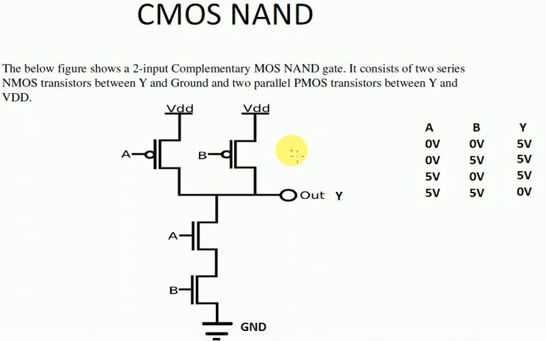Last combination, 5 volt 5 volt. As we know, for 5 volt the PMOS is in off state, whereas the NMOS is in on state. So there is direct connectivity between ground and output Y, and there is disconnectivity between VDD and output Y. So the output is 0 volt over here.